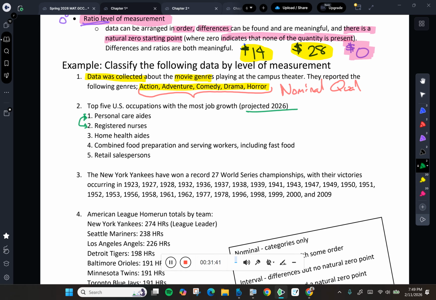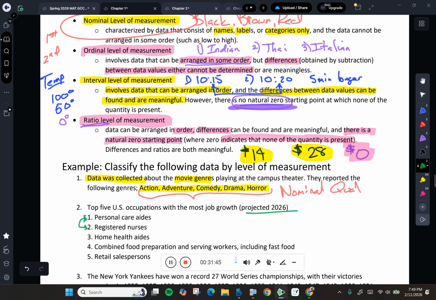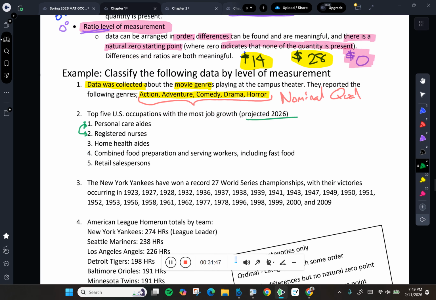So this is data that I can order, qualitative data that I can order. So it's ordinal level of measurement. So this would be ordinal qualitative data.